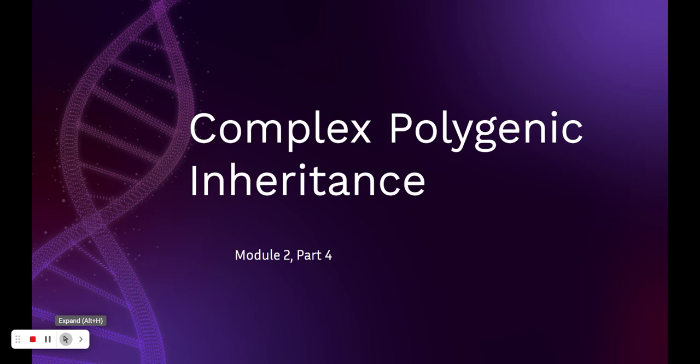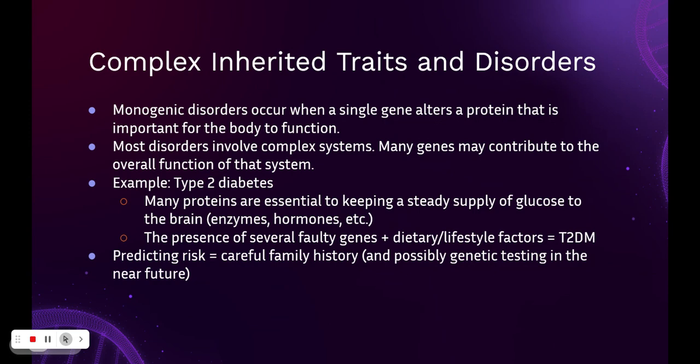Okay, last leg of the journey for this week. We're going to talk about complex polygenic inheritance. Most disorders that you will encounter working clinically, unless you work as a genetics nurse, are going to fall under this umbrella. And you'll see the leading causes of death and disability all around the world, most of them are complex polygenic disorders. So monogenic disorders occur when a single gene alters a protein that's important for the body to function.